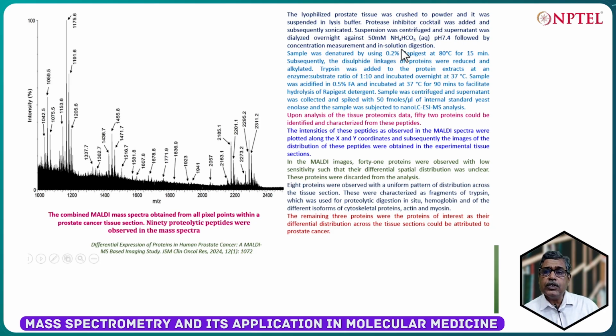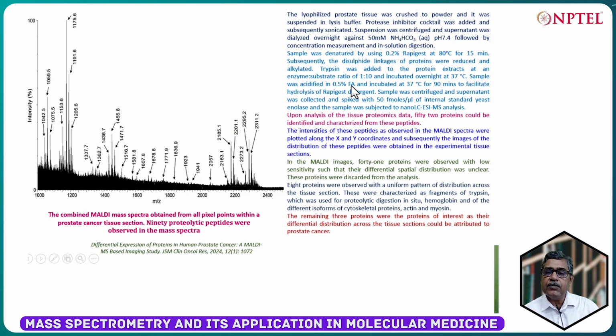The moment we do in-solution digestion, only then is it possible to go for proteomics, meaning bottom-up proteomics. The sample was denatured, because we have to denature the protein samples, and that is done with a mass spec compatible denaturant, 0.2% RapiGest at 80 degrees centigrade for 15 minutes. Disulfide linkages should be reduced and alkylated. Then trypsin must be added for digestion. Trypsin is added to the protein extract with an enzyme to substrate ratio of 1:10, which is the standard one, and incubated overnight at 37 degrees centigrade.